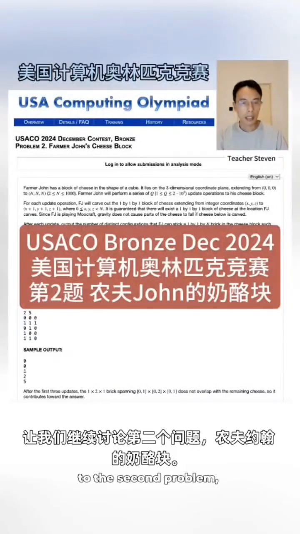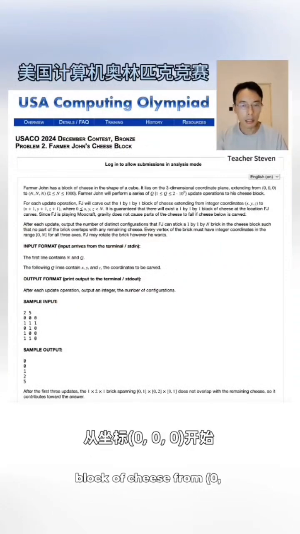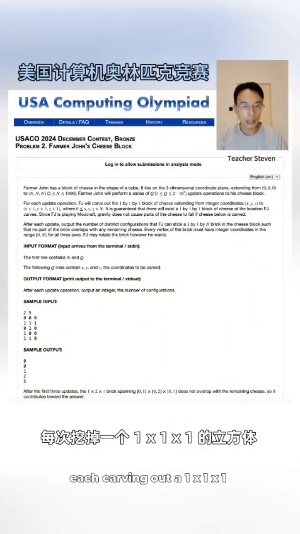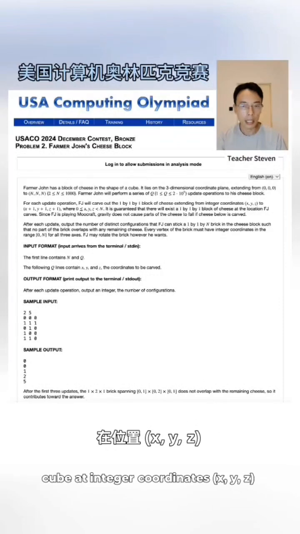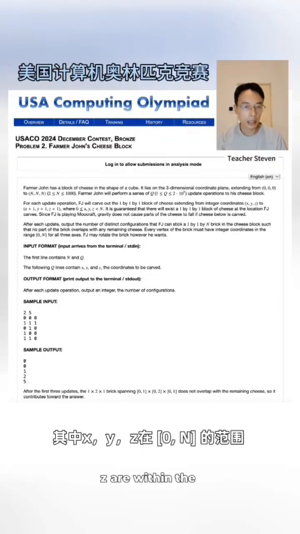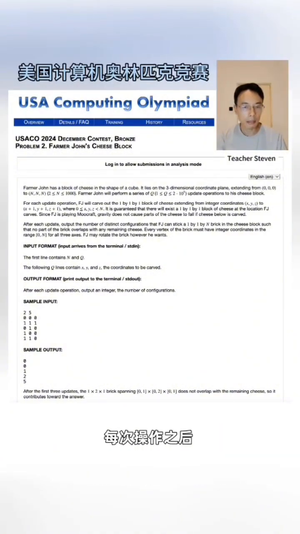Let's move on to the second problem, Farmer John's cheese block. Farmer John has a cube-shaped block of cheese from 0,0,0 to n. It forms cube updates, each carving out a 1 by 1 by 1 cube at integer coordinates x, y, z, where x, y, z are within the range from 0 to n. Gravity does not affect the remaining cheese.